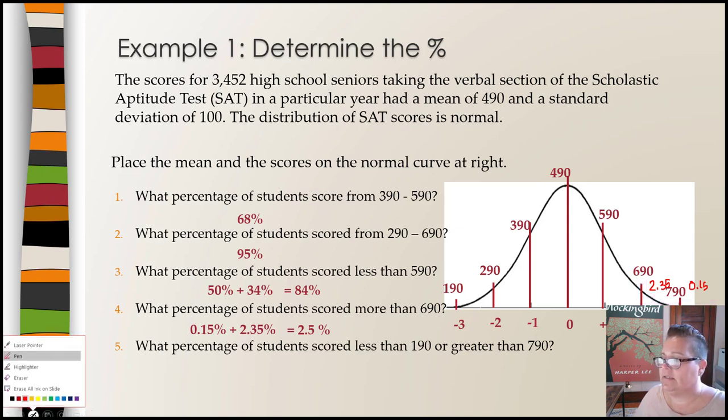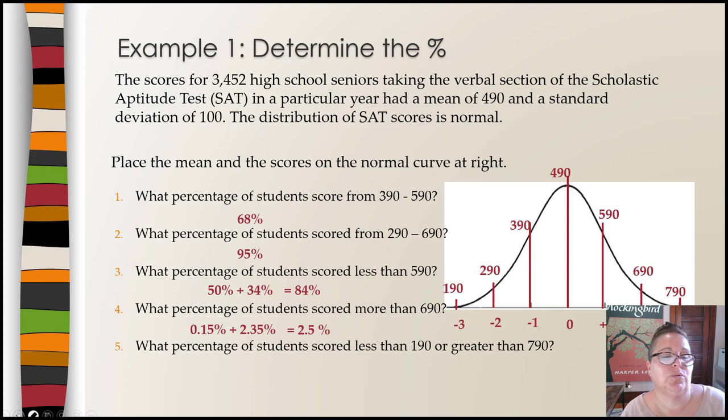All right, let me erase this now because I've got the next one going. There we go, erasing. Okay, what percentage of students would have scored less than 190 or greater than 790? So this is two options at the same time. So I need to do both of those. In blue this time, I'm going to find 190 and go less than that, and I'm also going to find 790 and go more than that.